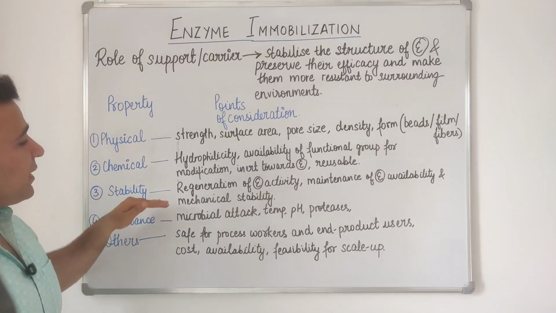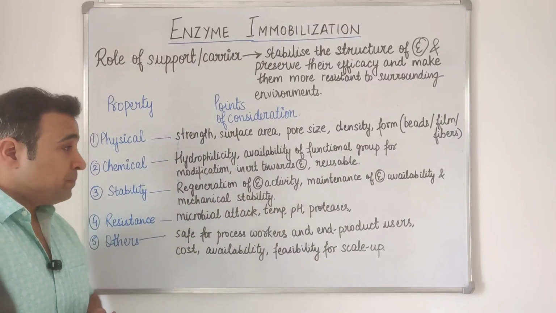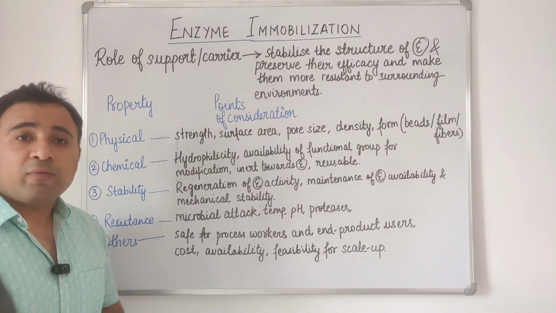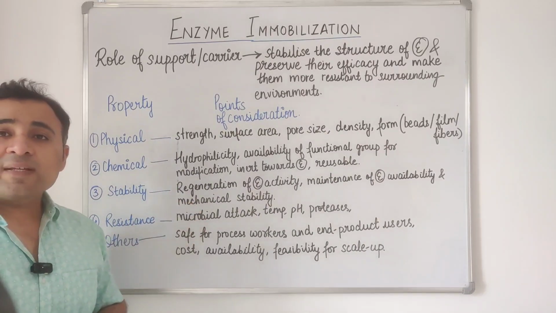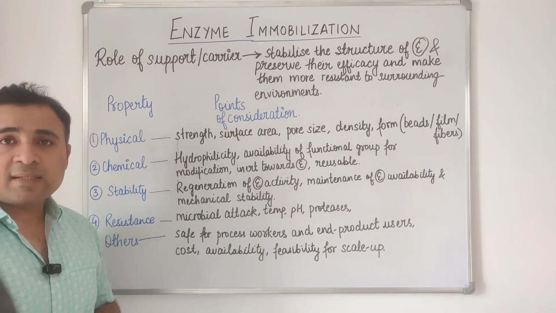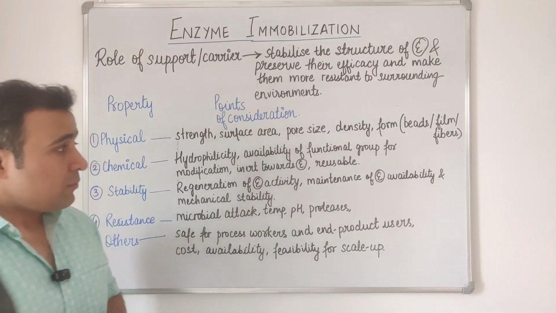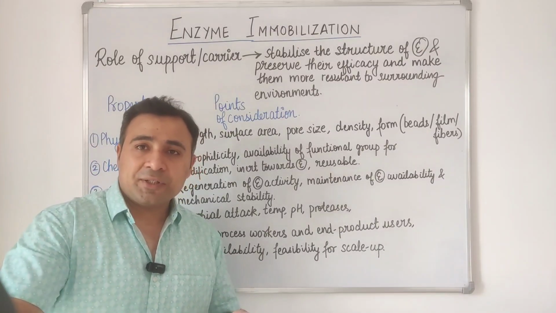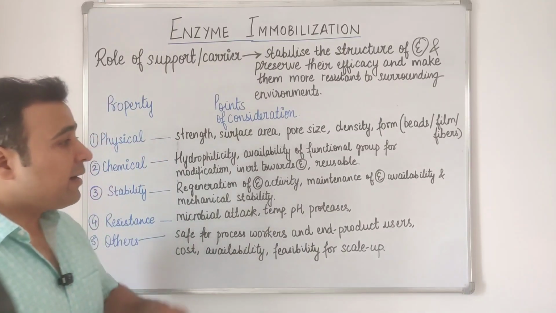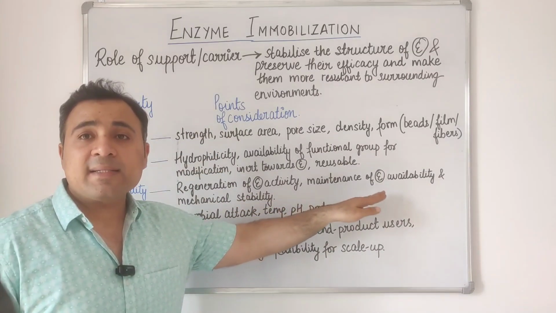The next property is stability. In this, the points to be considered are regeneration of enzyme activity, which means once the reaction is over, you have to use the enzyme for the next reaction. The activity of the enzyme should be readily regenerated. How? By supplying it with the necessary cofactors or coenzymes, and then the maintenance of enzyme availability. It should not happen that with every reaction we are losing enzymes. The stability of the carrier or support is very important to maintain the enzyme availability.